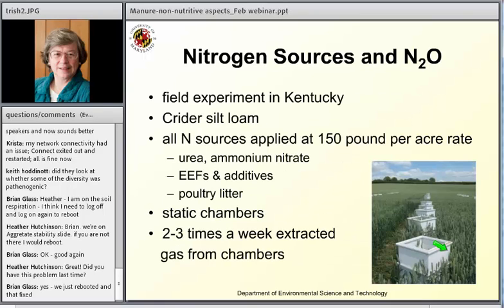Okay, so I'm going to show you an experiment that was done in Kentucky, under field conditions, on the Crider silt loam. They were interested in looking at whether a whole array of enhanced efficiency fertilizers or additives had an impact on greenhouse gases. But they included a litter treatment in it, and their data is beautiful, and it's recent, so we are going to talk about it.